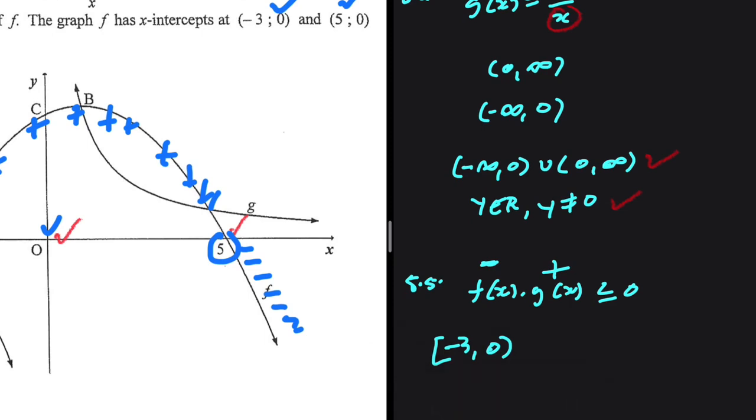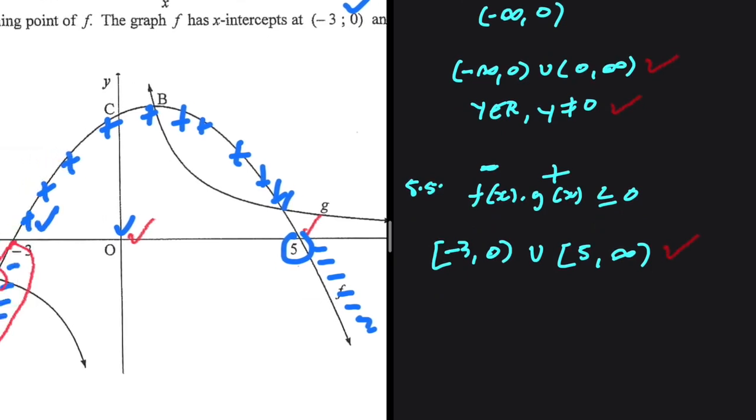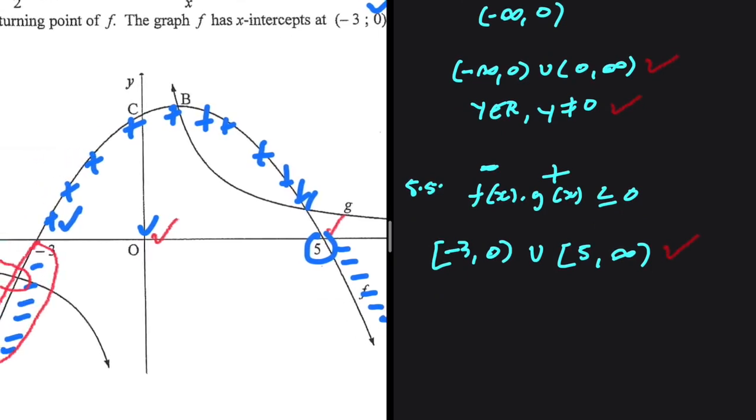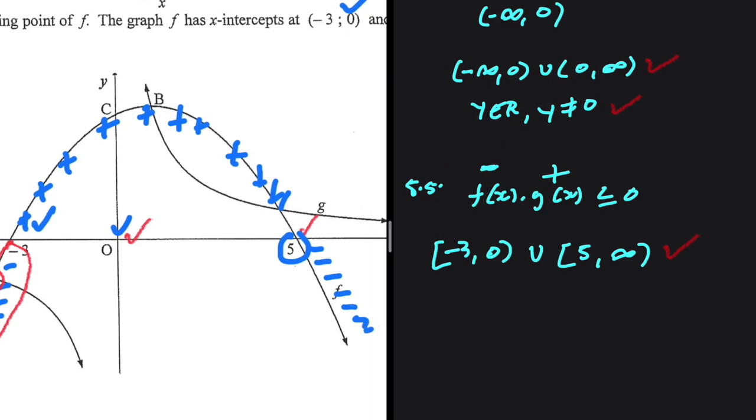So what are we saying? We're saying that we are also interested in the part where x is between 5 and infinity, but including 5. We can include 5 because both f of x and g of x are defined. So yes, this is our solution for 5.5. Between minus 3 and 0, f of x multiplied by g of x will be less than or equal to 0. Same is true between 5 and infinity. That is our answer to 5.5.